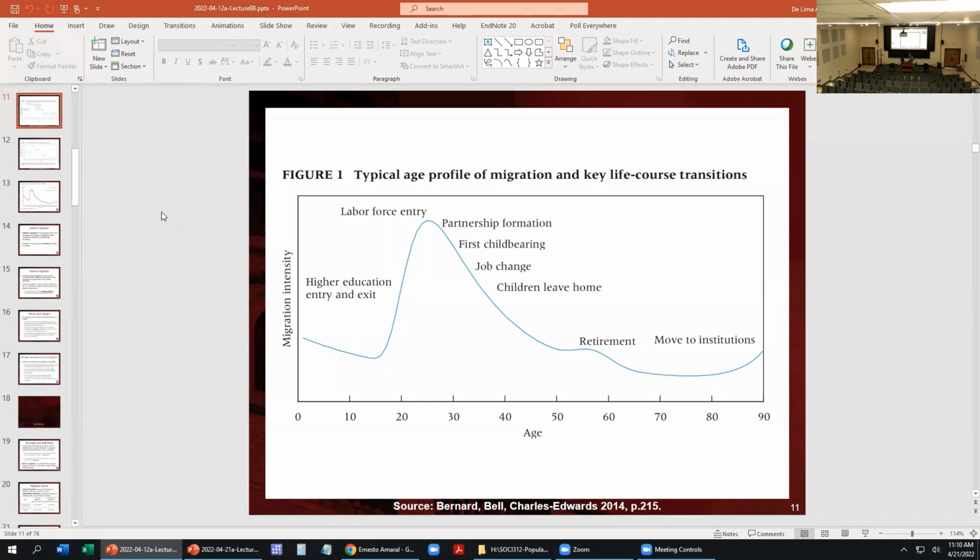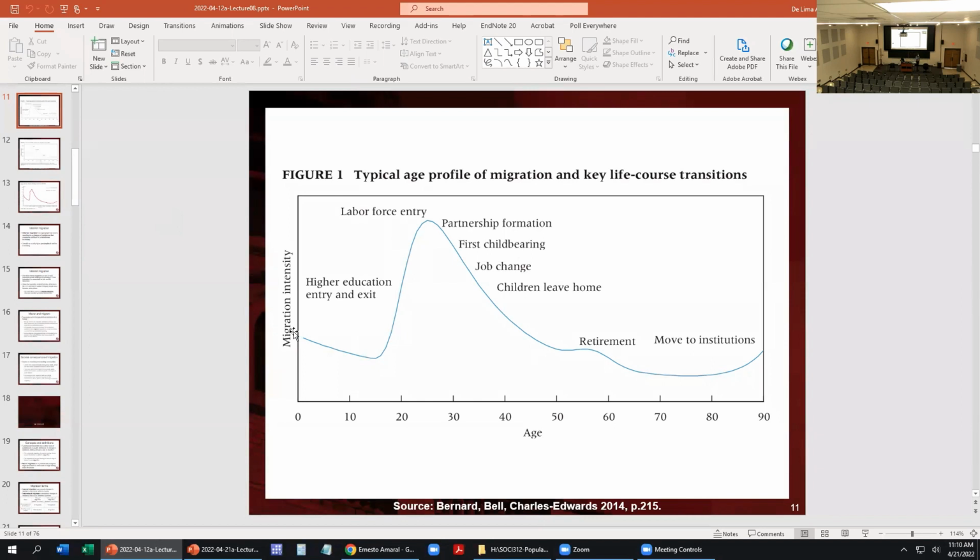So, good morning, everybody. I will continue on this chapter about internal migration. And before I continue on the exact slide that I stopped last class, I just wanted to highlight something here.